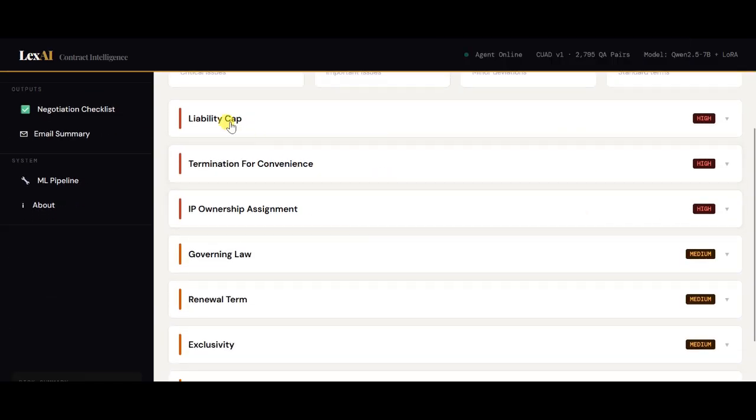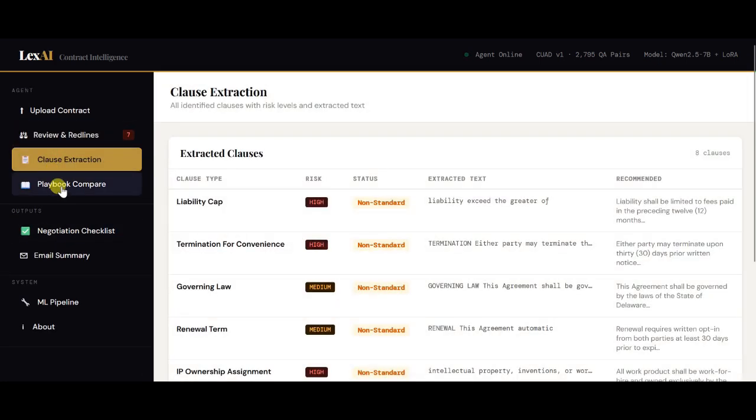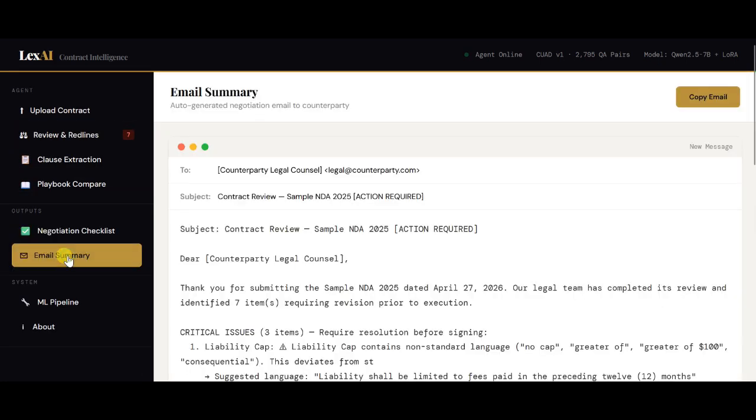Then of course you can see some of the further indicators like liability cap, termination for convenience, IP ownership, governing law, renewal term, and elasticity. So this is just all about this app. This is the web version.